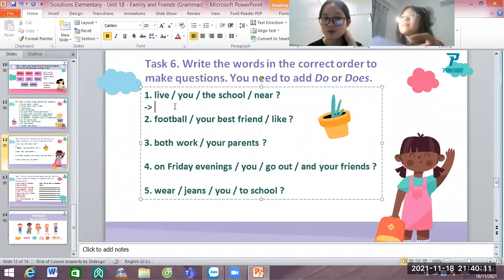Okay, can you see the screen now? Yes. Okay. Okay, 3 minutes to do this task. And then we're going to check your answers.